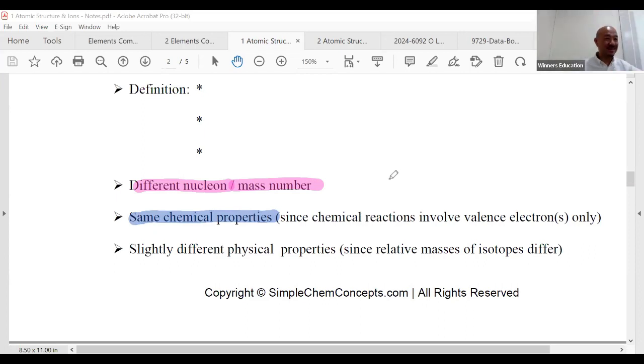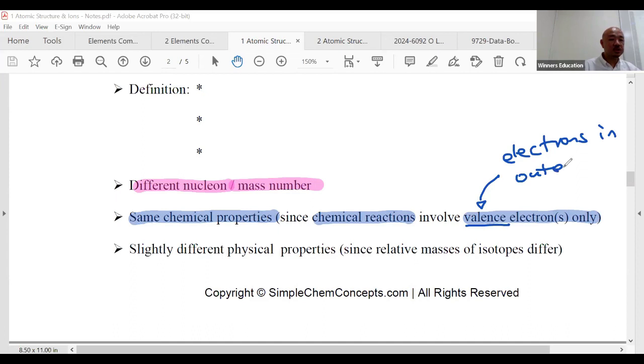Why? Because chemical reactions only involve the valence electrons. Someone, what is called a valence electron? Electrons in the where? You learned in Sec 1, Sec 2. In the outermost shell, or the valence shell. The most outside shell.